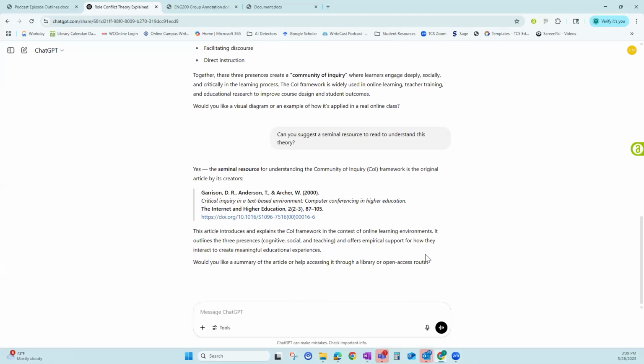Another way you could use this tool is to say, can you give me a real world example? So let's say you read the definition of community of inquiry and you're still not sure. You could say, can you give me a real world example of what community of inquiry looks like? And it can give you that. That's a good idea.